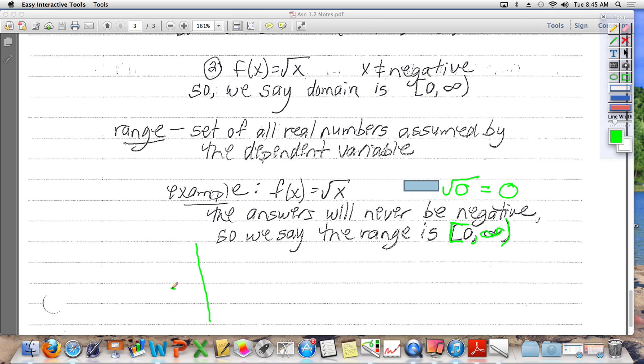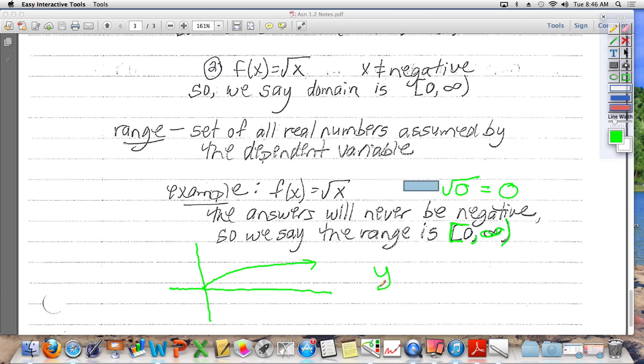When you graph, in fact, do this right now. Go to y equals on your calculator and type in the square root of x. When you type in the square root of x, you're going to get a graph that looks like this. Agreed? Yep. So according to this graph, your range would be anything from 0, and it's only going up. It's never down here.